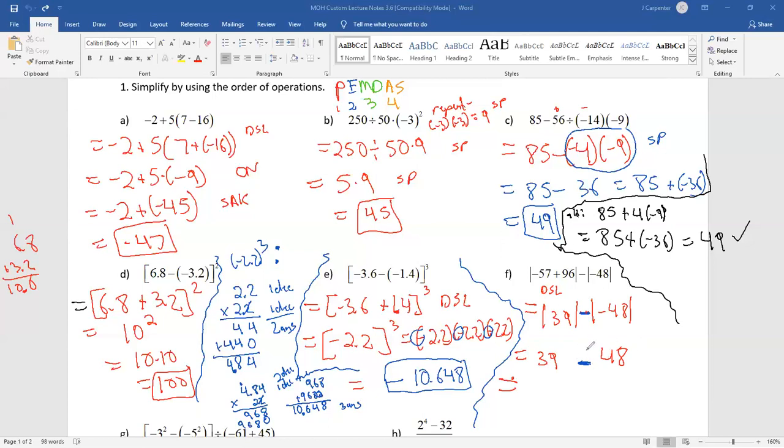39 minus 48, we don't know how to do that normal subtraction, so we change it to adding a negative. That's 39 plus negative 48. DSL, different, subtract, keep the sign of the larger. 48 minus 39 is 9. The 48 is bigger than 39. 48 is negative. So negative 9 is our answer.